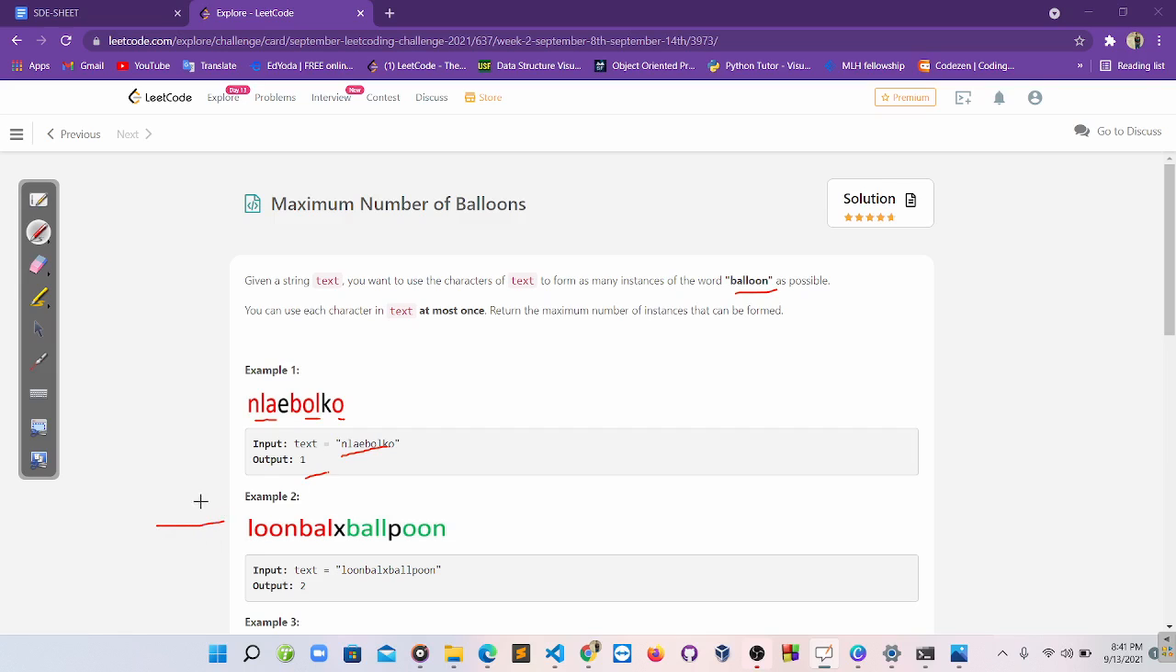Now in that string, you can see we have this as our first instance and this as our second instance. Here we don't have to think about any consecutive type stuff. So this is a very straightforward problem.